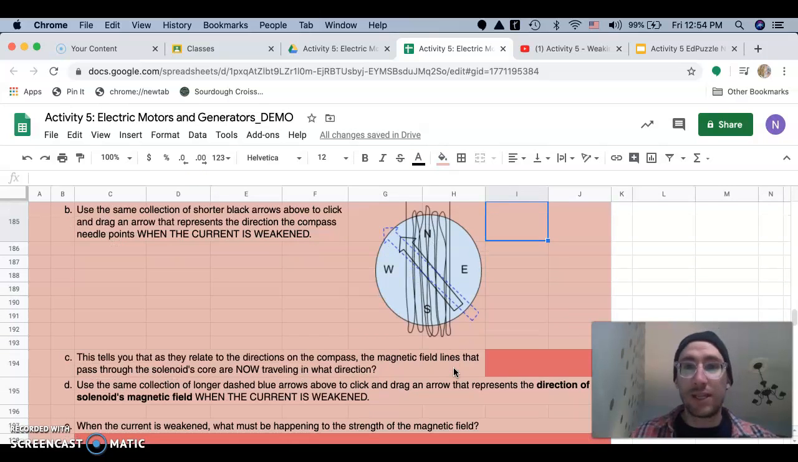The important point is for you to draw that connection between the strength of current and the strength of the field. The weaker the current, the weaker the field. The stronger the current, the stronger the field. Likewise, the direction of the current has an effect on the direction of the field.